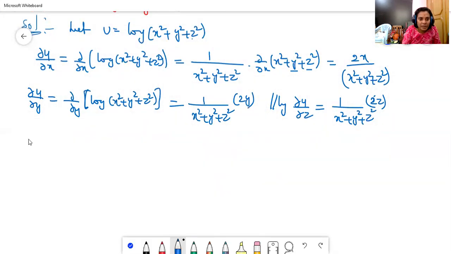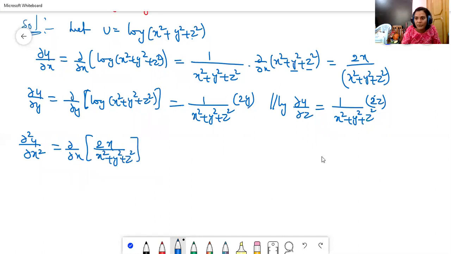Next, we can find out the second order partial derivatives. That is dou square u by dou x square equal to dou by dou x of 2x by x square plus y square plus z square. It is in the form of u by v. We know that dou by dou x of u by v equal to v dou u by dou x minus u dou v by dou x whole by v square. Here 2x is u. In the denominator, x square plus y square plus z square is equal to v.